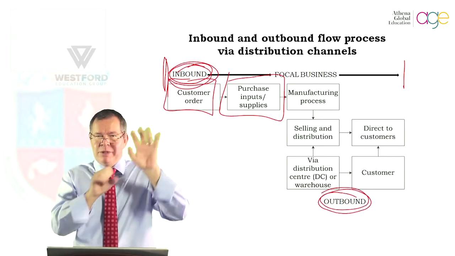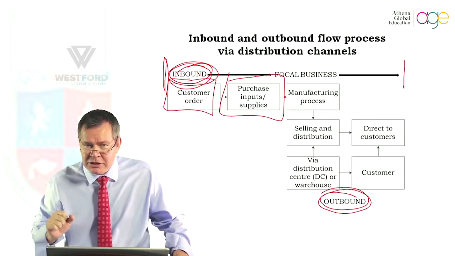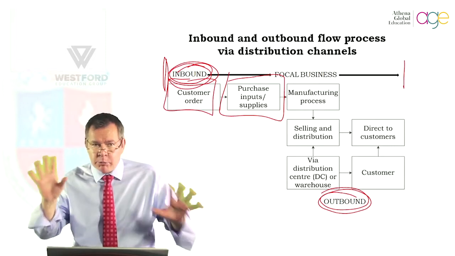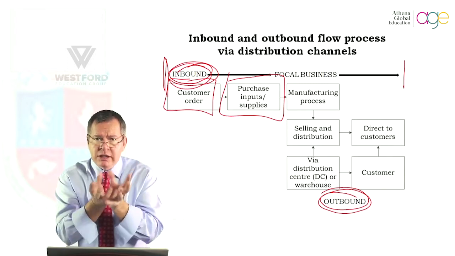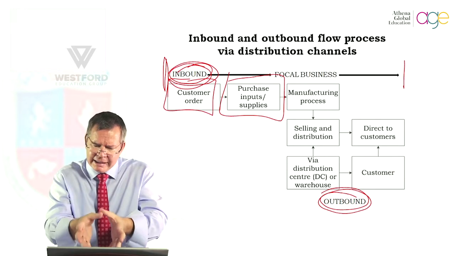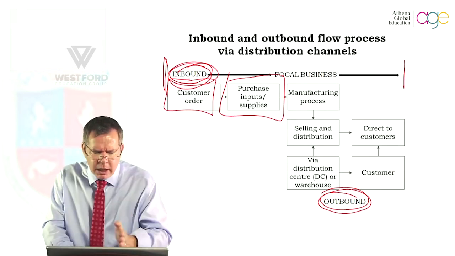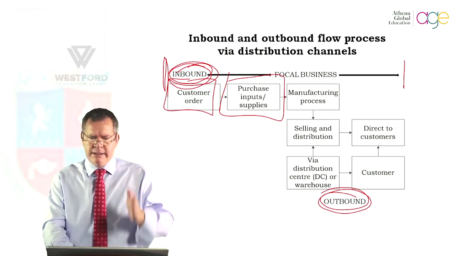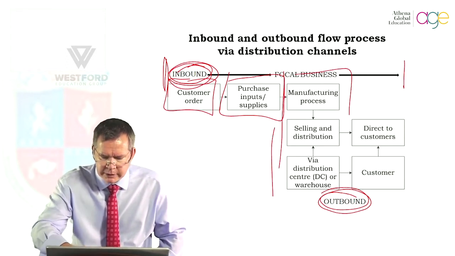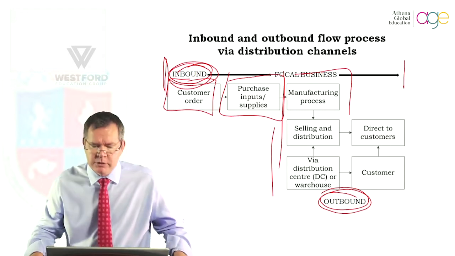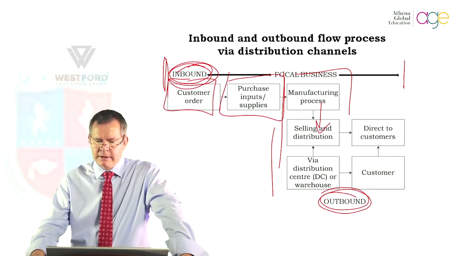Think back to where we started when I showed you that first slide and I said to you, this is the organizational context: inbound, outbound, and in-between, the transformation that takes place in the organization. Here it is again, but a little bit more broken down. Inbound would be the customer order and getting the stock from suppliers. Here would be the focal point, the manufacturing process, moving it into sales and distribution.